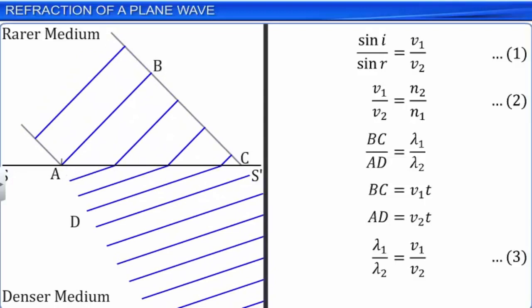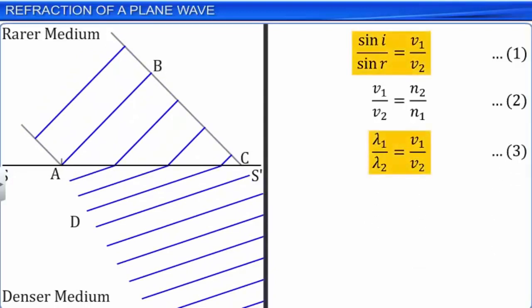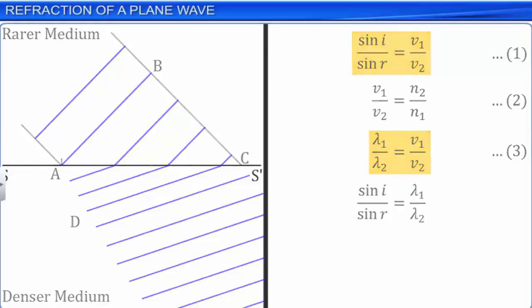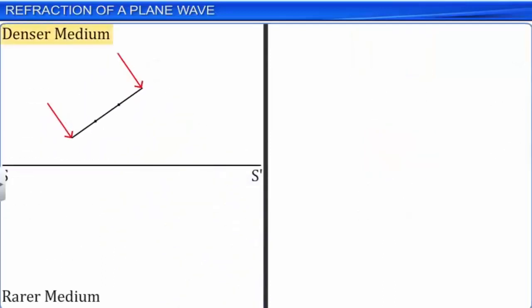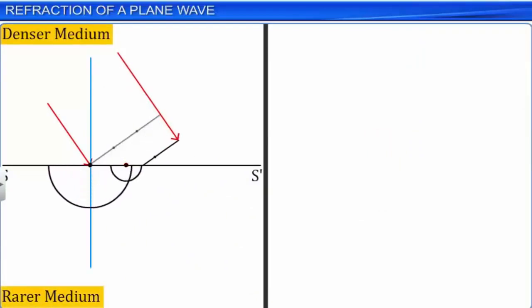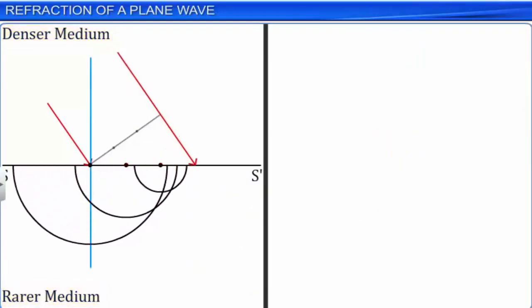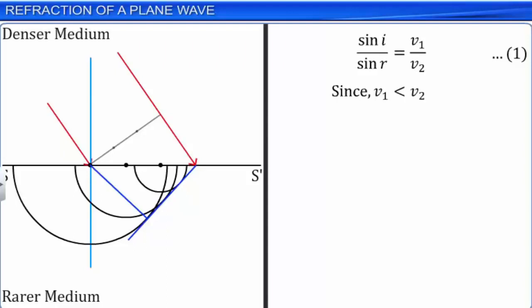From equations 1 and 3, we can write sin I by sin R is equal to lambda 1 by lambda 2. In case of light traveling from a denser medium to a rarer medium, the refraction of light is as shown. Using Huygens principle, we can prove equation 1 for refraction of light when it travels from a denser to a rarer medium. Since the speed of light in medium 1 is less than the speed of light in medium 2, the angle of incidence is also less than the angle of refraction.